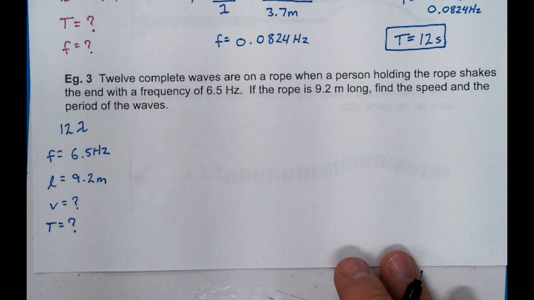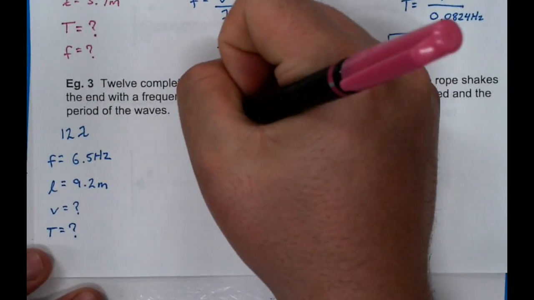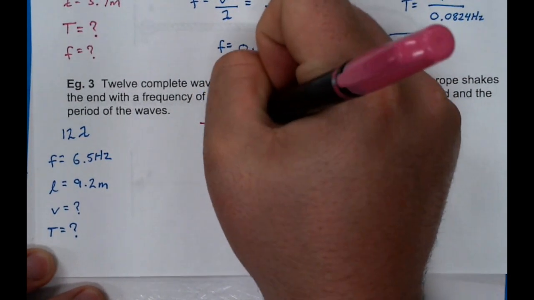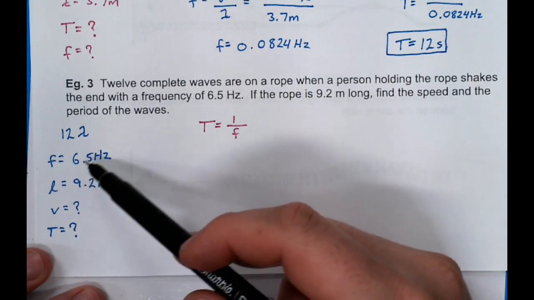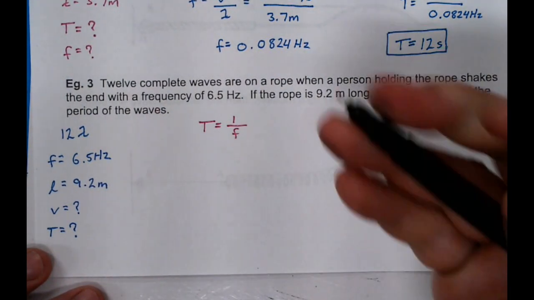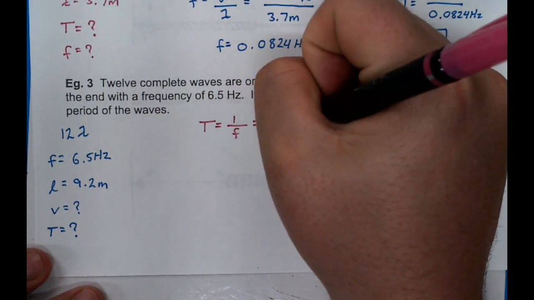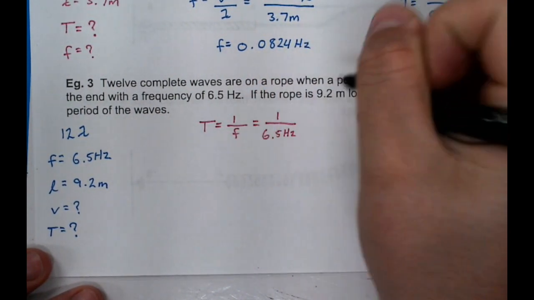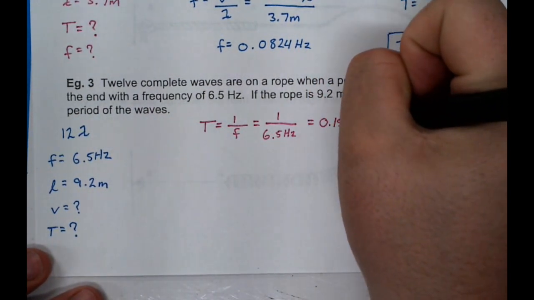So let's first solve for period, because solving for period is pretty easy with the information we're given. Period is equal to 1 over the frequency. We know the frequency, so all we need to do is plug in and solve. That's equal to 1 over 6.5 hertz, which is equal to 0.15 seconds.